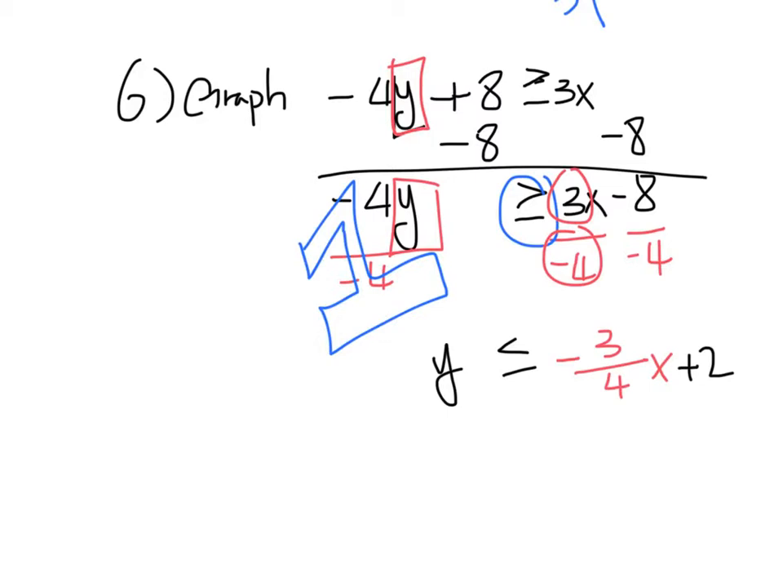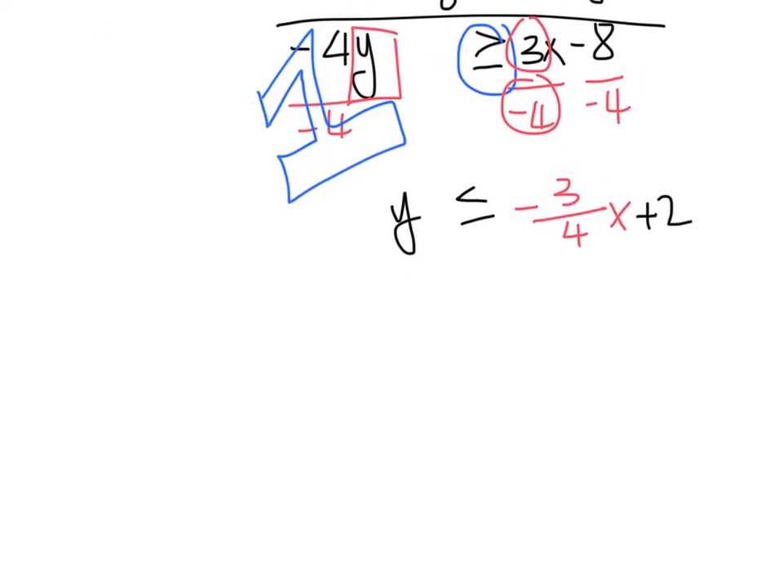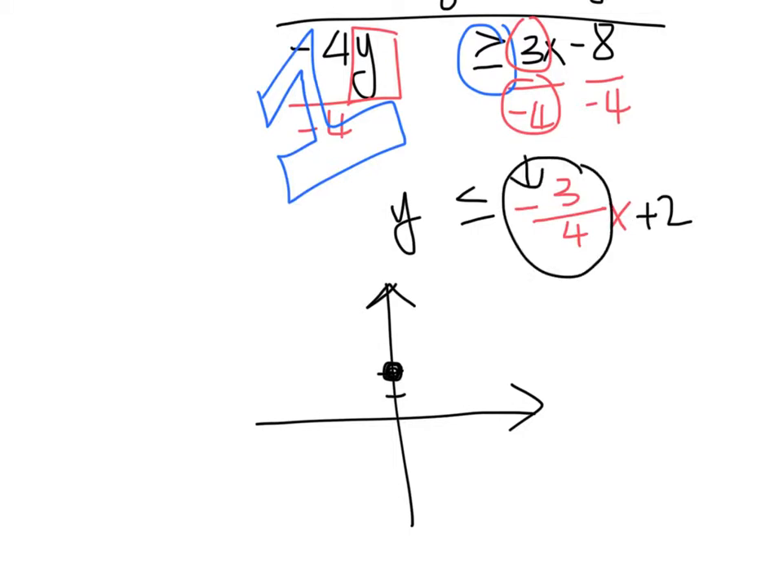Okay, so let's see. You have to show the work for all of this, okay? So you find the 2, put a dot there, and then the slope is -3 over 4. That means you go down by 3 and to the right by 4. So 1, 2, 3, right by 1, 2, 3, 4. There you go.